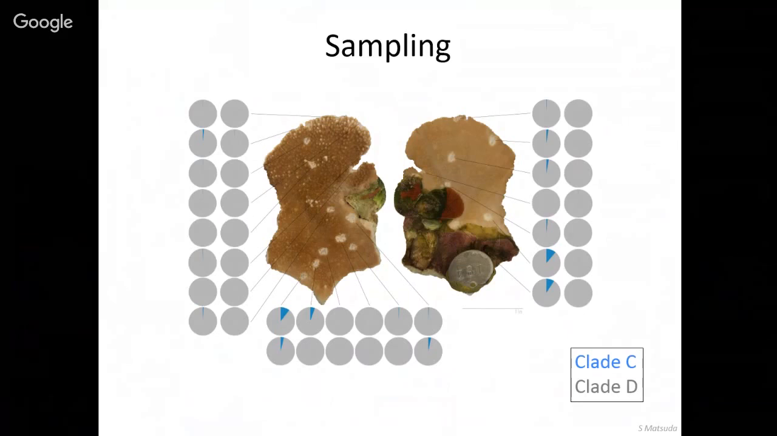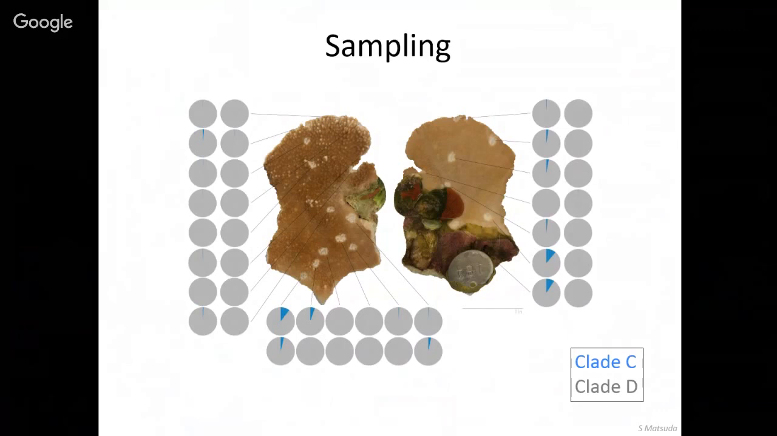I ran these samples twice for each tissue sample, and everything in gray came back as clade D, and everything in blue came back as clade C. So what we can tell right away is that this plate is a very clade D dominated plate. But you can see that in the areas closer to the actual body of the colony, we're starting to see more instances of this blue, this clade C.